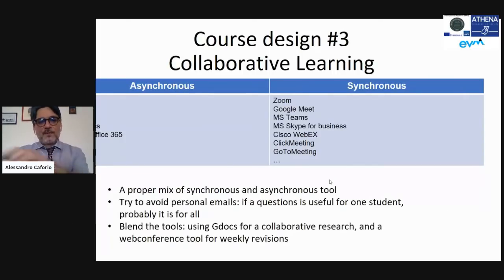Moving faster, of course, you can find the presentation online when it will be uploaded, a list of potential tools that can be used, but probably you are using those tools a lot in these weeks. Try to avoid personal emails, because if a question is useful for a student, probably it is useful also for all the other students. So ask students to ask questions on the forum. In this way, you are creating your own knowledge base for the next classes and for all the students.